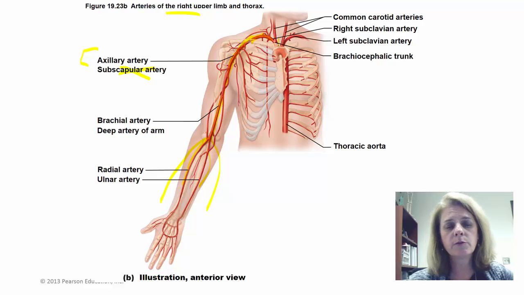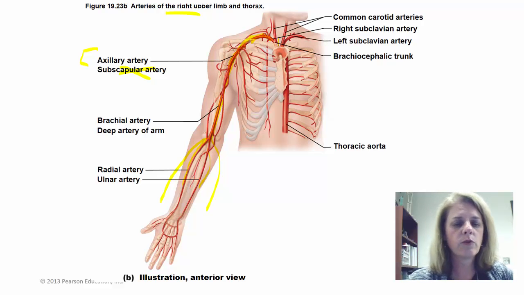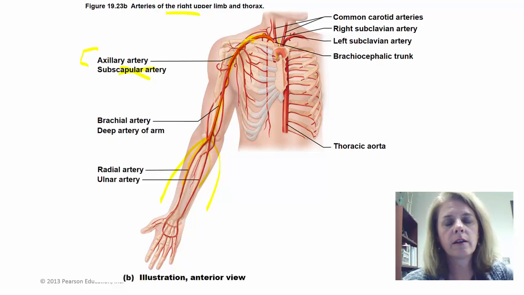Now, the only difference between the right and left side is in order to get to your left arm, the blood's going to come up the aortic arch. And instead of going through a brachiocephalic, because there's not one on the left side.